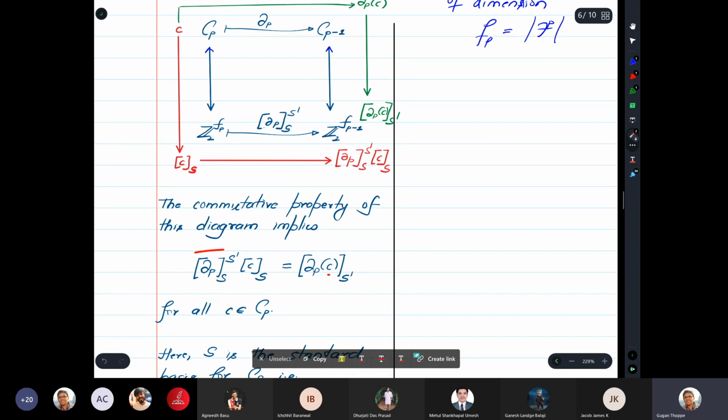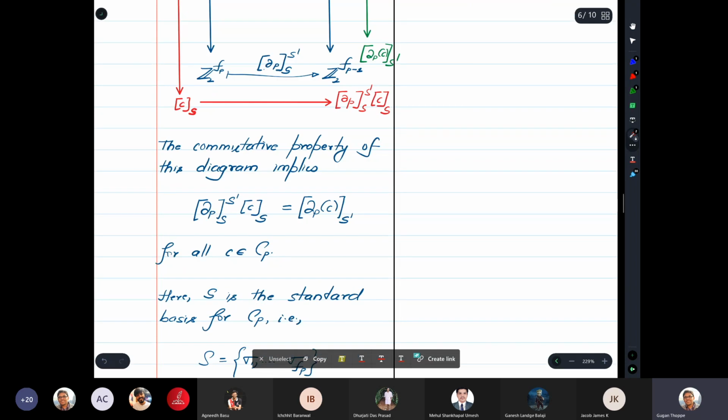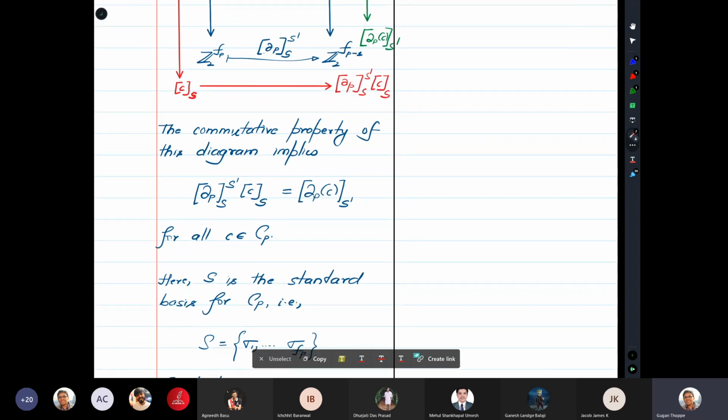So you take any chain C, apply daba p on that, look at its coordinates with respect to this S prime basis. Whatever this vector is, this is the vector that you should get when you look at the matrix representation of daba p and multiply it with the vector representation of C with respect to this standard basis, right? So we know this, we will choose this S, S prime and so on. So we know everything over here except this matrix. Okay, and this is what remains to be computed, and this is what we will do now, right?